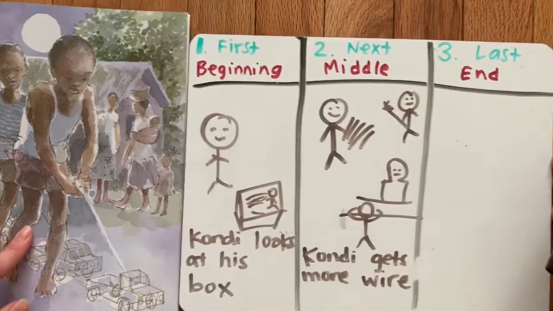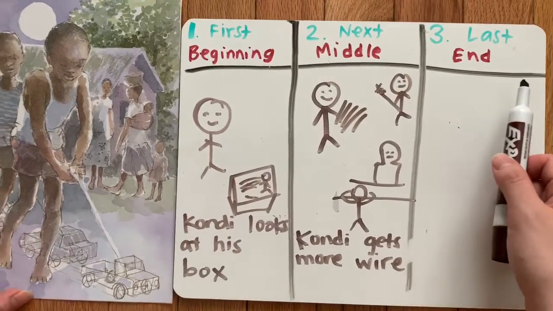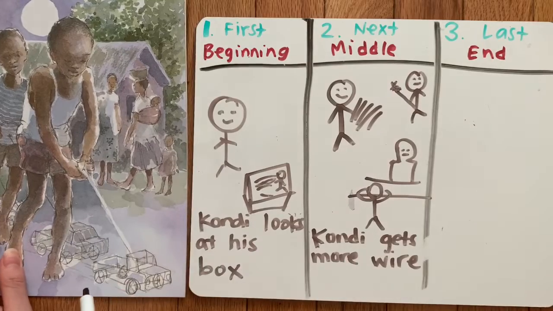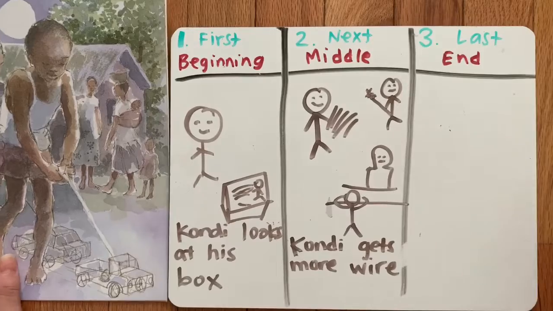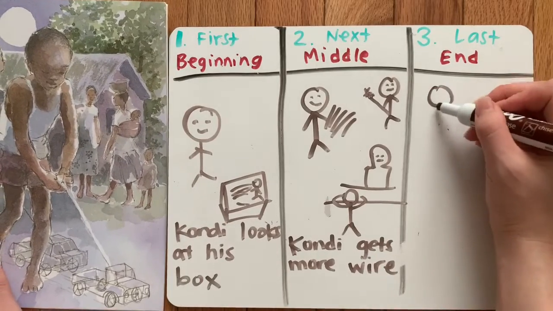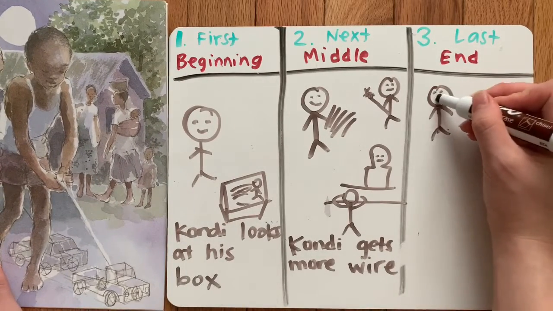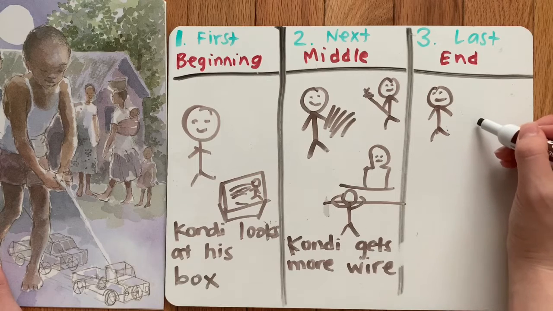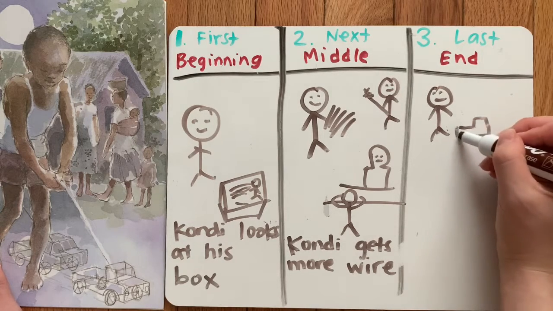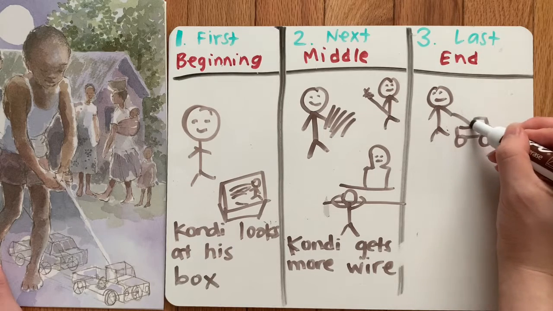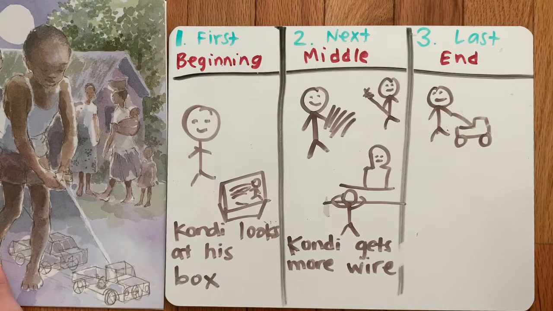All right. Awesome. So at the end of the story, the last part, at the end, what does Condi do? He makes his Galimoto and he plays with it. So I could draw a picture of Condi and his Galimoto pickup truck. He's playing with it and building it.